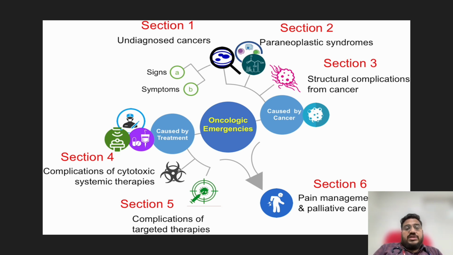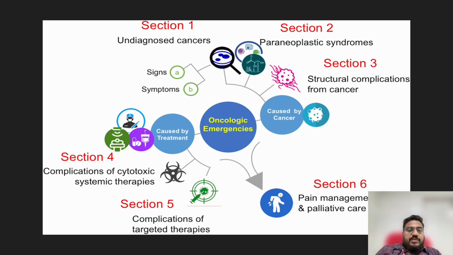Maybe they have already started on chemotherapeutic agents and they are coming with any of these complications, and complications of sometimes the targeted therapies. And finally we have a group of patients who are under palliative care presenting with worsening of their disease. The underlying disease would have worsened and they are coming to our ED. So this is in total what the common oncological emergencies are.